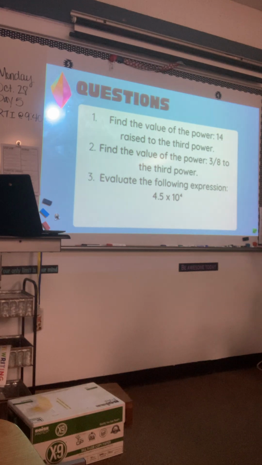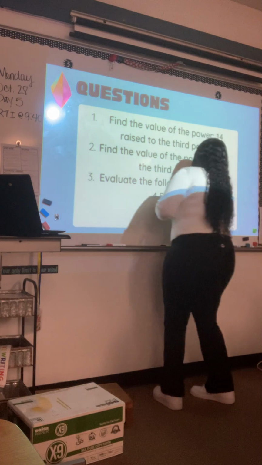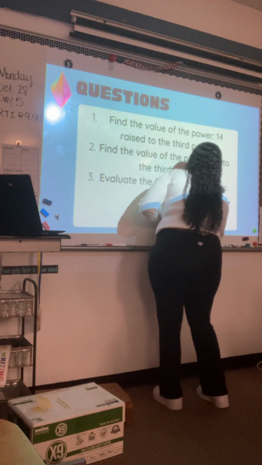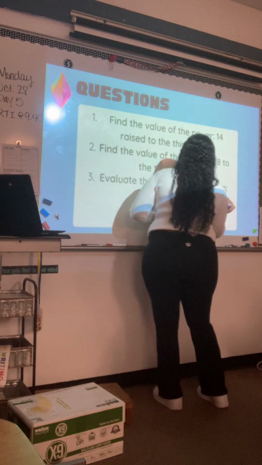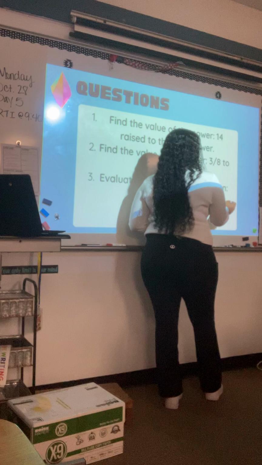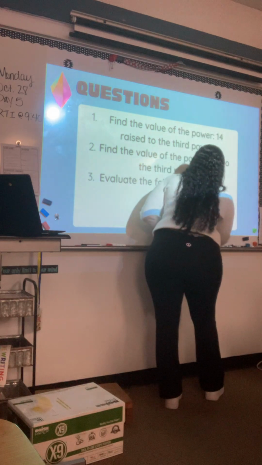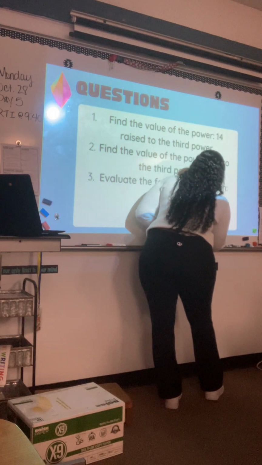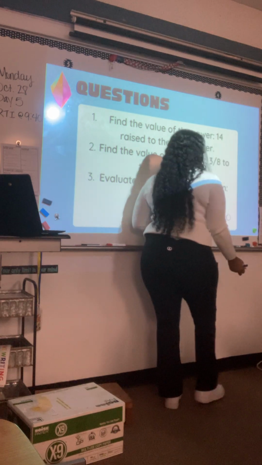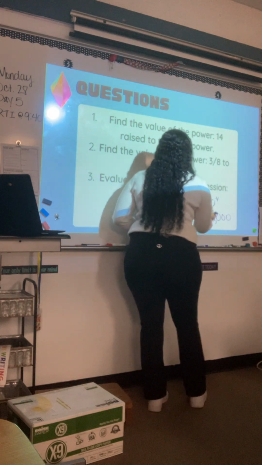Okay, so we're going to solve this one. So 4.5 times 10 raised to the fourth power. Here's a little trick with your 10s. If you have 4 in your exponent, that means you're going to have 4 zeros. So you don't have to solve it all the way. So that means 10 raised to the fourth power is 10,000. That's a little trick. Only for 10s though.